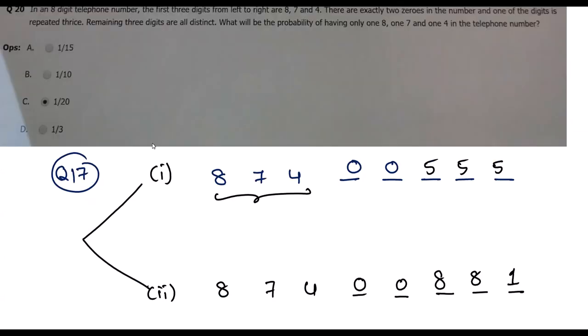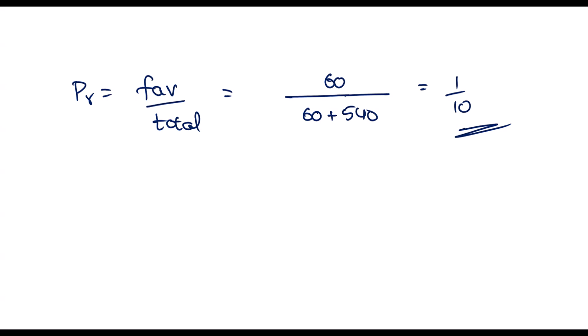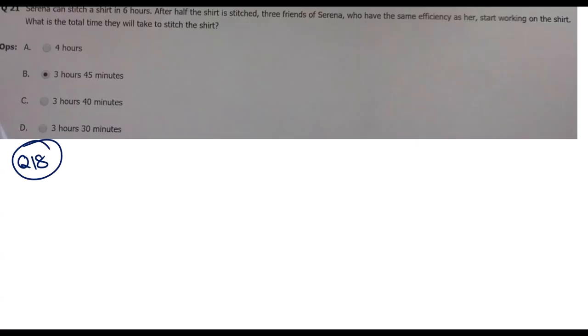Now let us see the next question. Is it 17? Yeah. See about 18. You can stitch a shirt in 6 hours. After half of the shirt is stitched, three friends having the same efficiency came into the picture and started working on the shirt. Now what is the time taken to stitch?